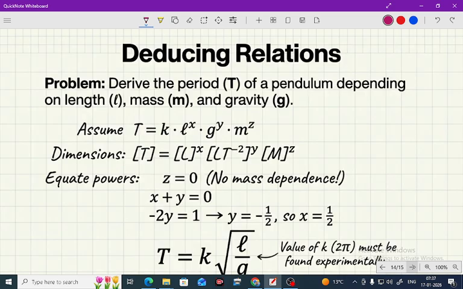Deriving relations problem. Derive the period T of a pendulum depending on length, mass and gravity. So T is equal to k, L to the power x, g to the power y, m to the power z. So T is equal to L to the power x, L to the power minus 2y, m to the power z. Equate powers. z equals 0. You see, z equals 0, x plus y equals 0, so 2y equals 1. So therefore, you are getting y equals minus half and x equals half. So you are getting T equal to k root of L by g. But you have to remember that this k cannot be found out. The value of k, 2 pi, must be found out experimentally. With dimensions, you cannot find the value of k, and that is the drawback of dimensions.